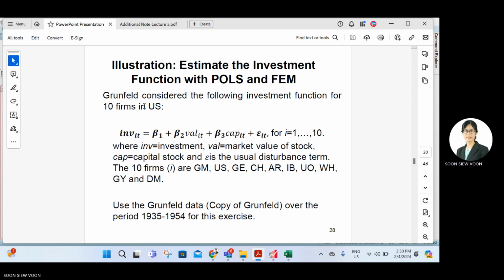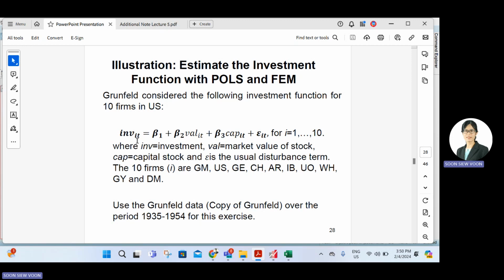Grunfeld considered the following investment function for ten firms. How to read this equation? We have investment as a function of a constant, VAL and CAP. VAL refers to the market value of the stock, CAP refers to the capital stock, and epsilon here refers to the residual. The ten firms are represented by the i here. Then this is a panel equation.